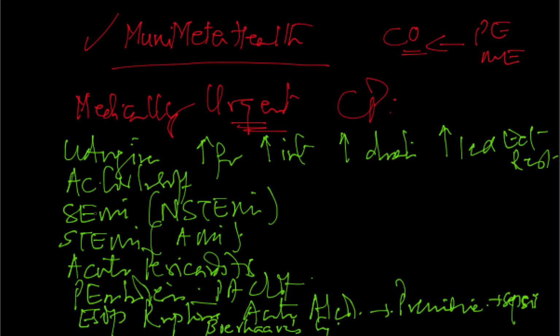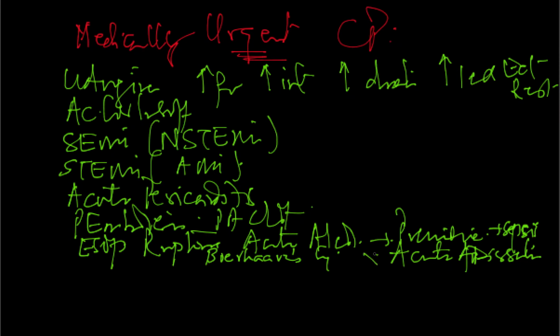And then the last cause, which also should be included here, but not the least, is acute dissection. So remember, very important is acute dissection of the aorta. So we'll call it acute aortic dissection here. Acute aortic dissection should not be forgotten, because this is very, very important here. So what are the causes? Unstable angina, acute coronary insufficiency, non-STEMIs, STEMIs, acute pericarditis, pulmonary embolism, esophageal rupture, and of course acute aortic dissection.